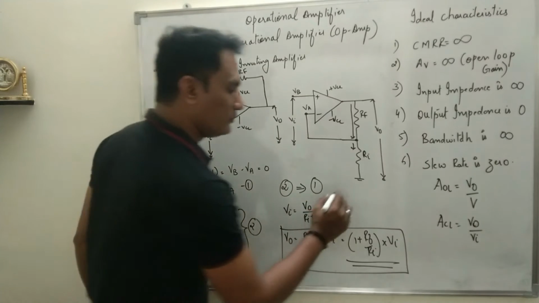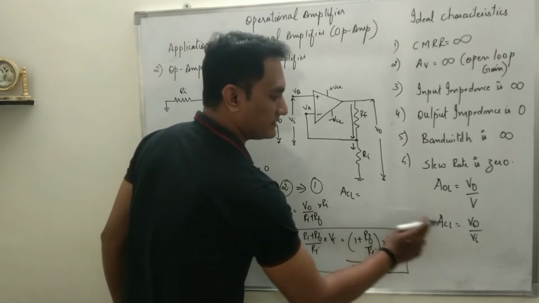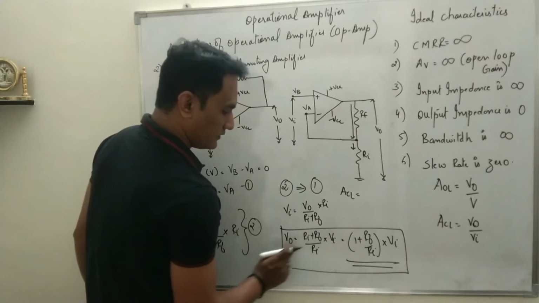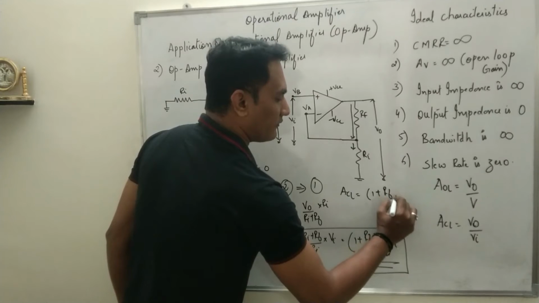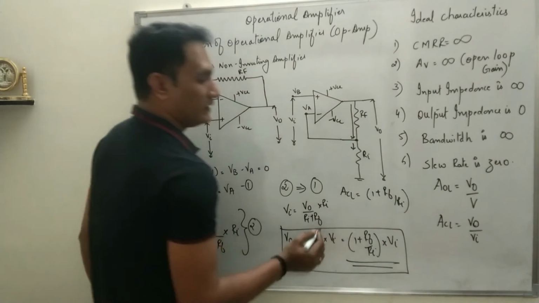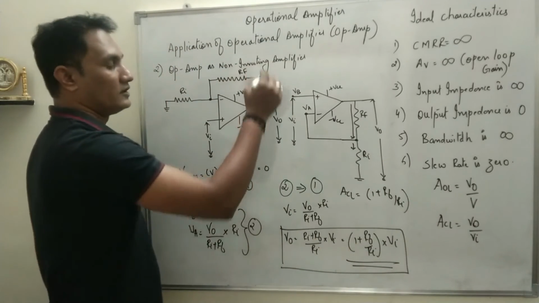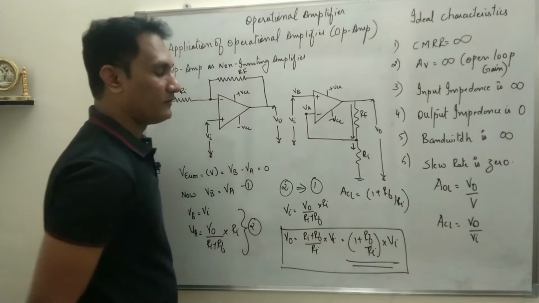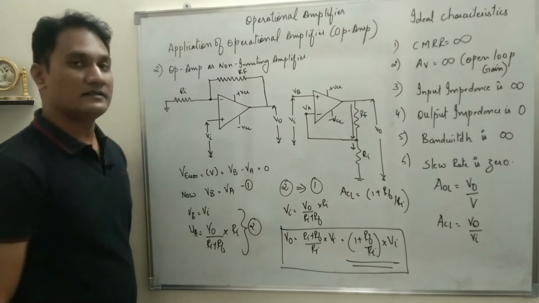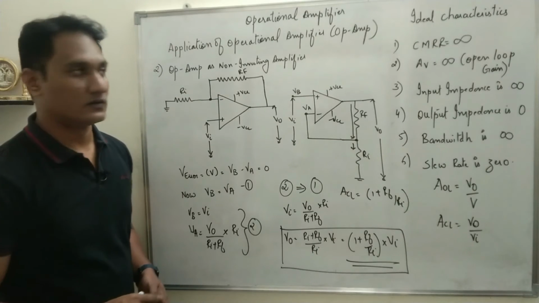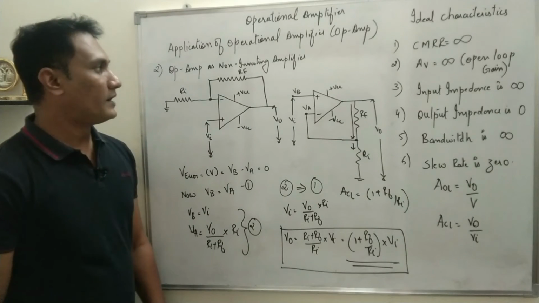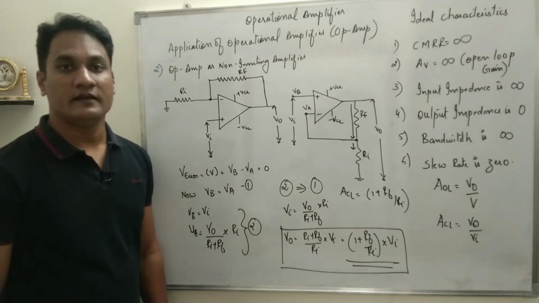And what is the closed loop gain? ACL is V0 upon Vi. So in this equation, what is V0 upon Vi? It is 1 plus Rf upon Ri. So even in this case, non-inverting amplifier, the gain of the amplifier depends upon the feedback resistance and the input resistance. So this is op amp as non-inverting amplifier.